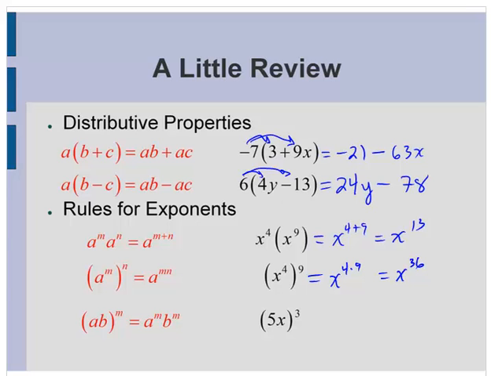And if we had a product to a power, a times b to the mth power, we get a to the mth times b to the mth. And so if we had 5x to the 3rd power, it would be 5 cubed x cubed, or 125 x cubed.